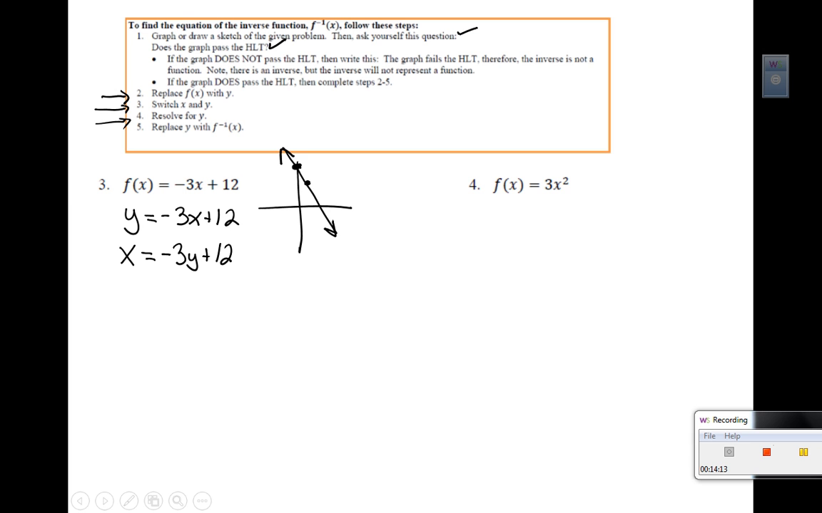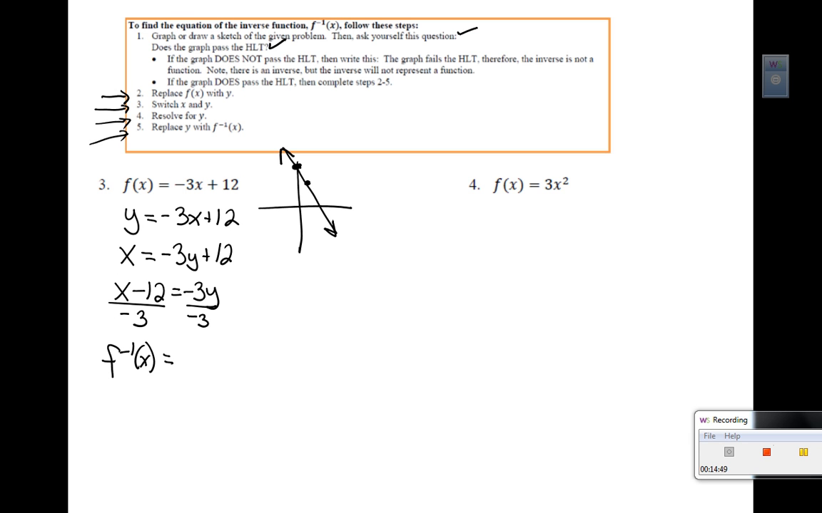And here's the hardest part of the day. Resolve this thing for y. So think about your steps. I'm going to have to subtract 12. And then I'm going to have to divide both sides by negative 3. Now I'm ready to write my answer. Come down to number 5. Replace y with f negative 1 of x. So I'm going to say f negative 1 of x, which is notation for the inverse.